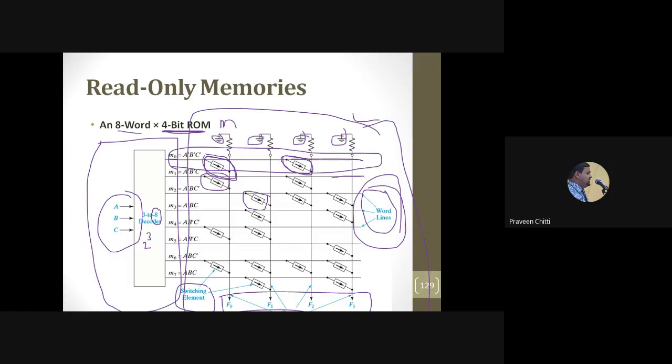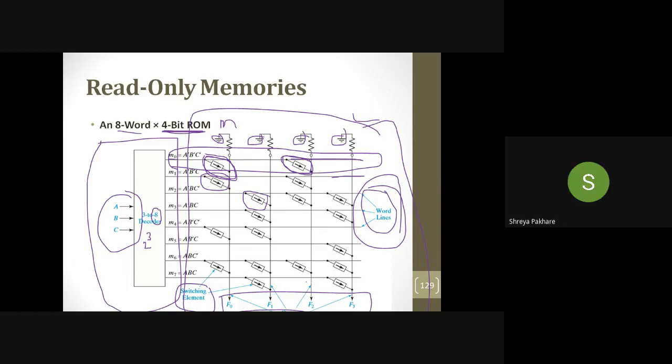This is connected, which means 1 is stored. First word is 1, 0, 1, 0. What is the second word? Again 1, 0, 1, 0. What is stored in the third word? 0, 1, 1, 1. Exactly, very good. Then next, 0, 1, 0, 1. Like that, the last word stores 0, 1, 0, 1. That is the ROM content actually.